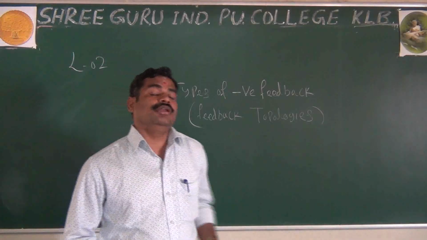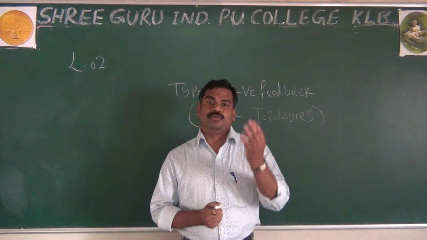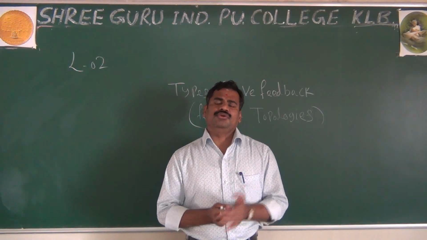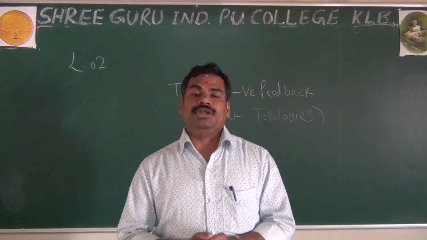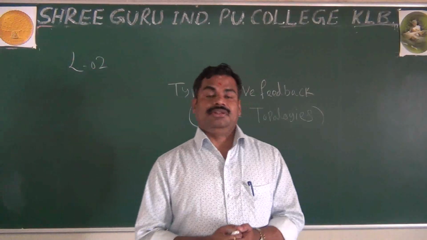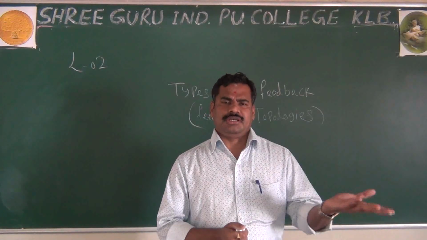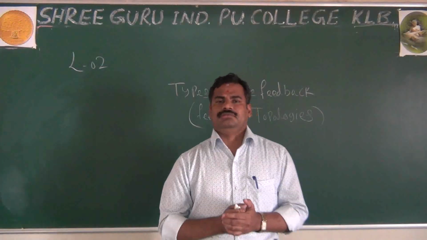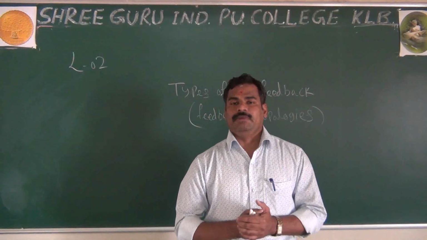In negative feedback, there are 4 types of negative feedback. What are the 4 types? And on what basis are the types of negative feedback defined? As we know, it depends on the input or output signal. The input signal will be voltage or current, and the output signal will be current or voltage. It means that depending upon the current and voltage, you have the types of feedback.